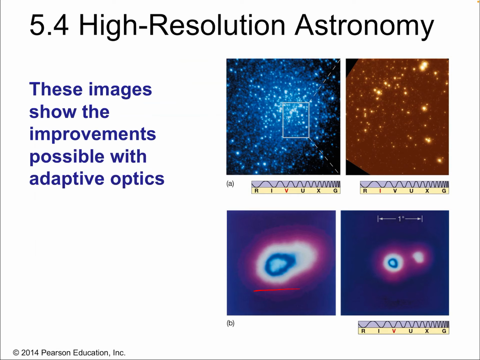These images show the improvements made possible with adaptive optics. Here we have one without and one with. With adaptive optics, we can clearly see two sources of light, such as in a binary star system, with only a 1 arc second separation in how they appear in the celestial sphere. We couldn't distinguish that without adaptive optics, because here it's just a single blur, and we can't be sure that it's actually two separate stars, or perhaps a star and a planet, even, at the extreme end of imaging.